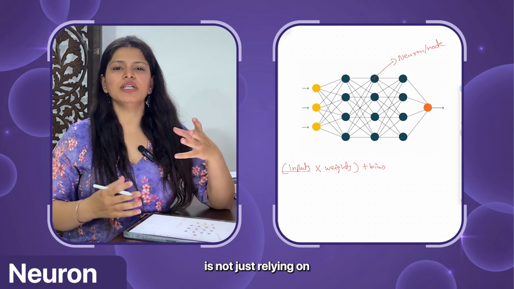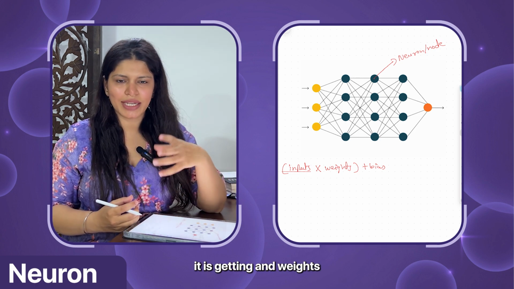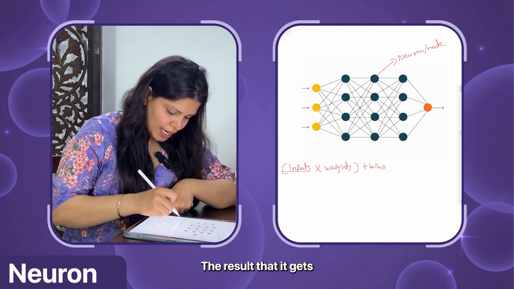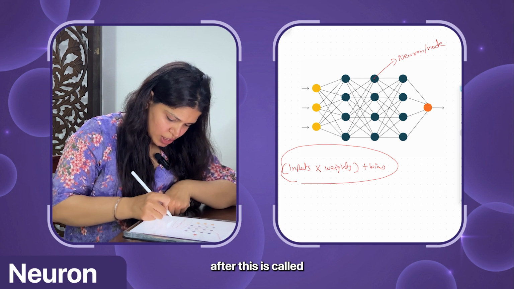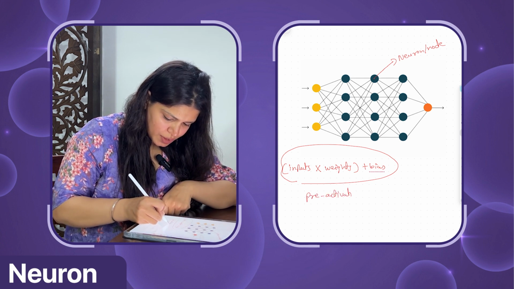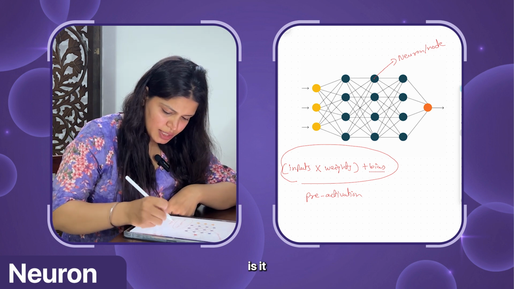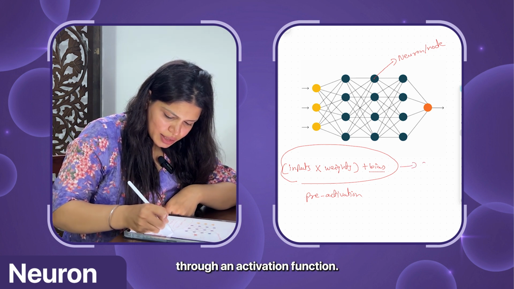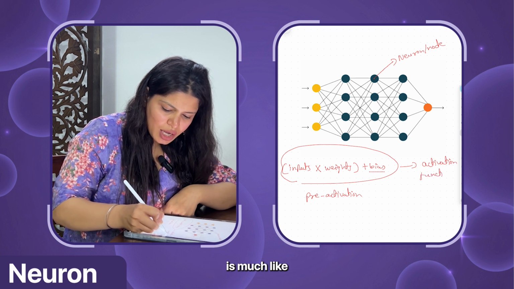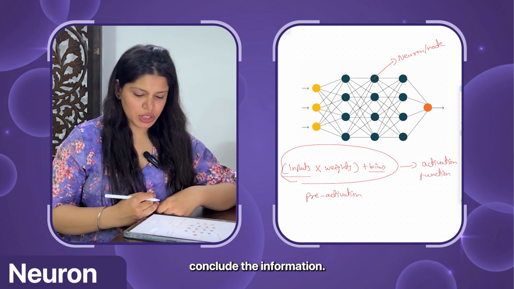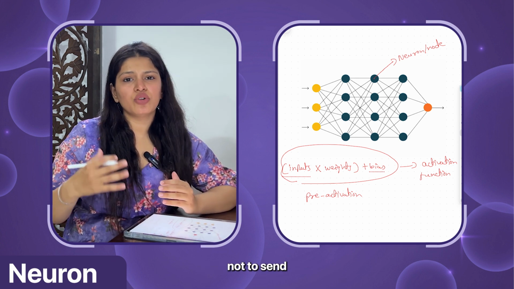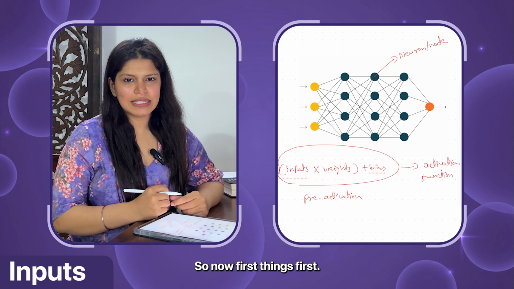The point is, the neuron is not just relying on the inputs it is getting and the weights it is getting. It is also adding its own bias. The result that it gets after this is called pre-activation. And the last thing the neuron does is it passes this through an activation function. An activation function is much like how human beings conclude the information. So here the neuron is deciding what to send to the next layer and what not to send to the next layer.